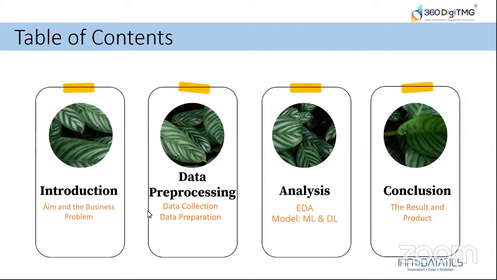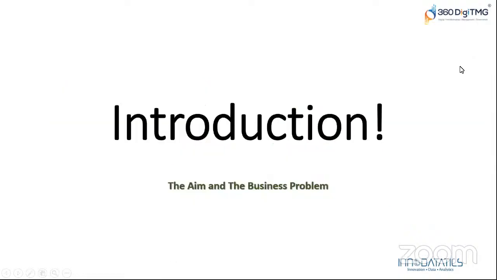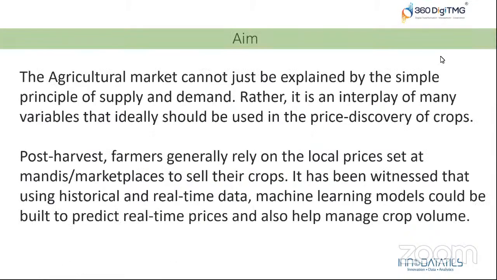The contents of the specific project include introduction, data pre-processing, analysis, and conclusion. So I'll be discussing the aim and the business problem that we have dealt with. Coming to the aim part, the agriculture market, we know, cannot just be explained by the simple principles of supply and demand. Rather, it is an interplay of many variables that ideally should be used in price discovery of crops. The report that we have over here provides a general description of price determination for a specific commodity that was given as a use case for us.